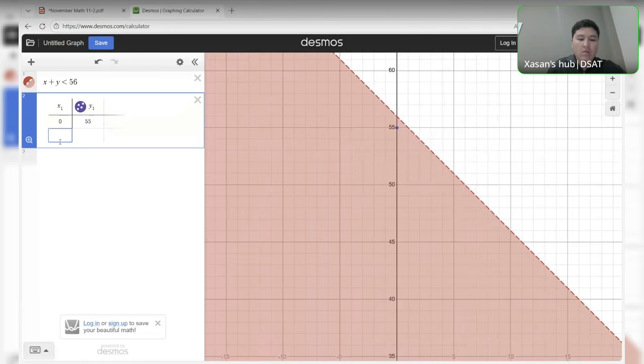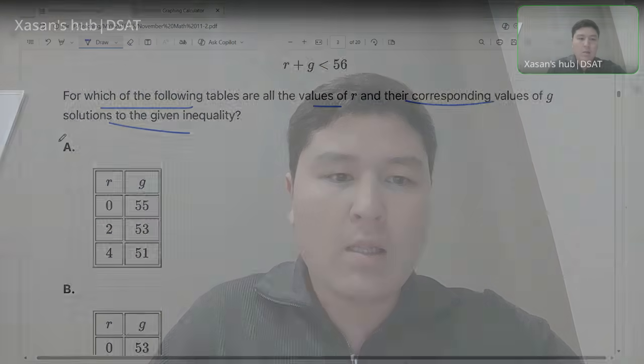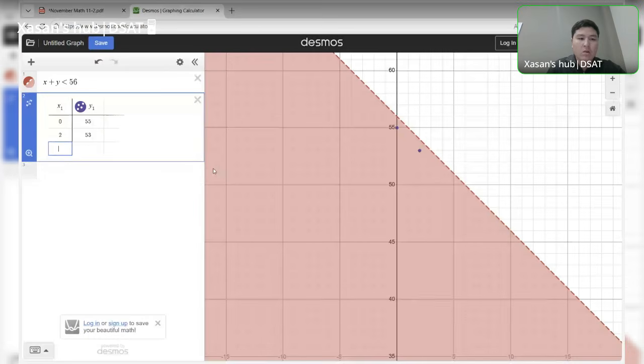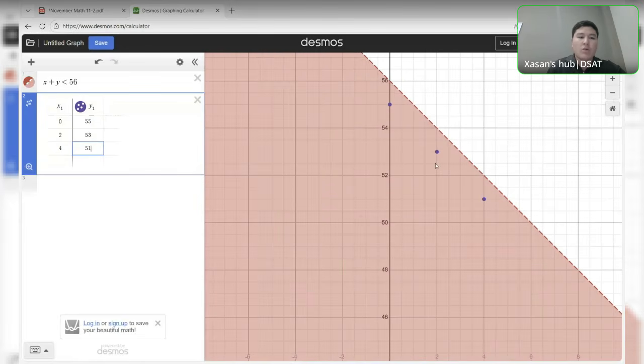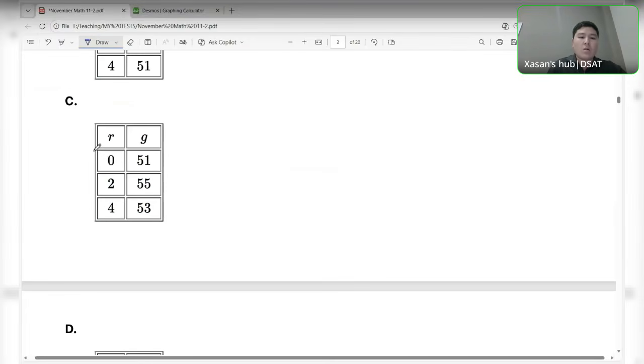So 2, 53, it is again, and then 4 and 51. So, yep guys, the answer is A. All of them are lying in the shaded region. That's all.